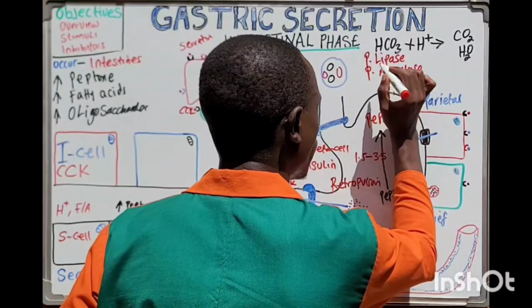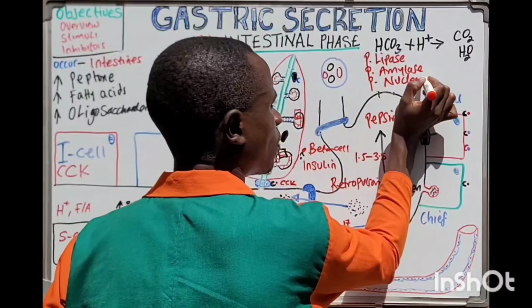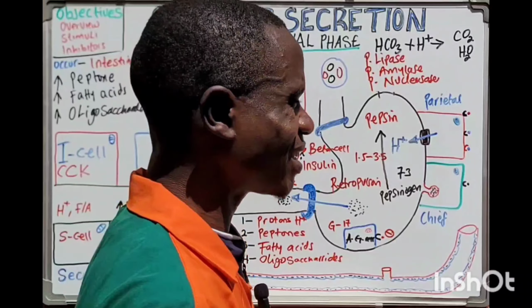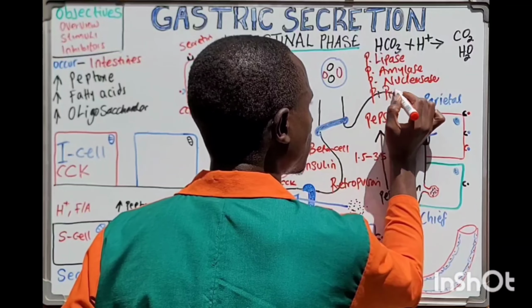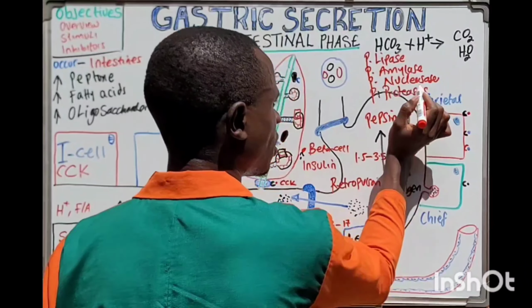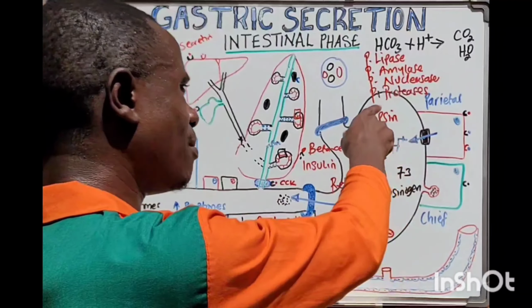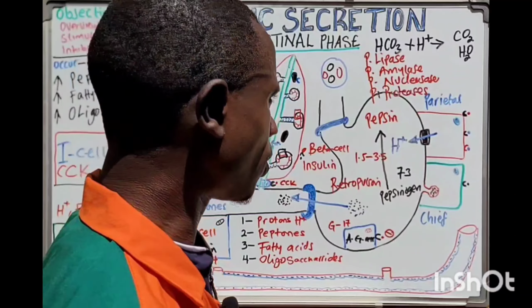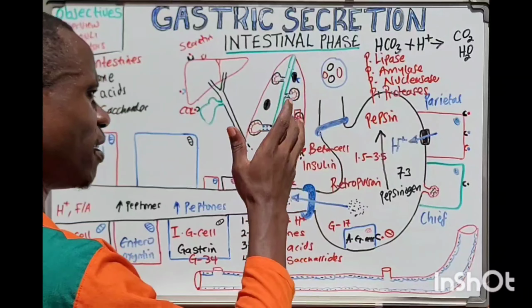We're also going to be having what we call the pancreatic nucleases. Okay, pancreatic nucleases. This is dealing with the chemical digestion of the nucleic acids. And then the last one is what we call the pancreatic proteases. Okay, pancreatic proteases. This one we are going to be having a lot of them. They are aiming at the final chemical digestion of the proteins. Okay. So now CCK is super, very important.